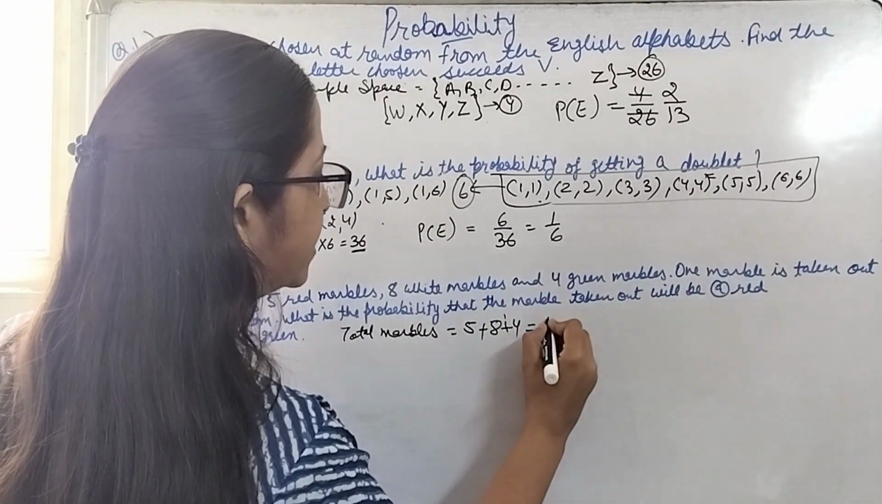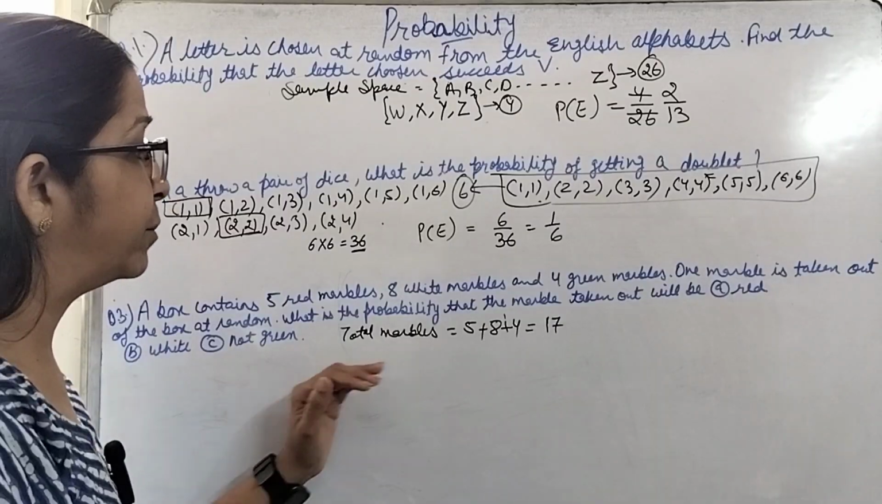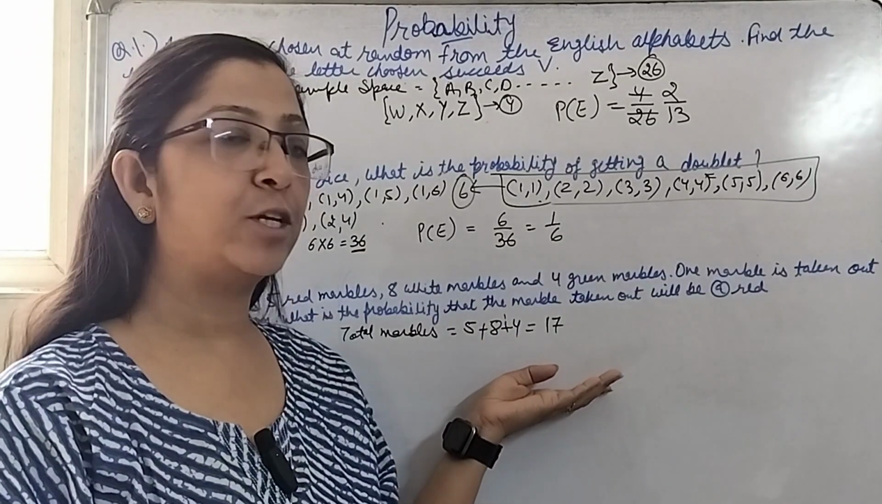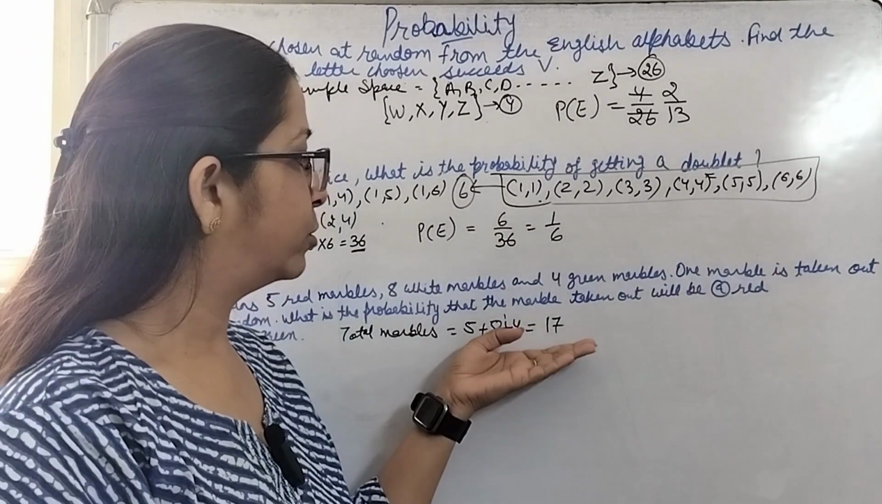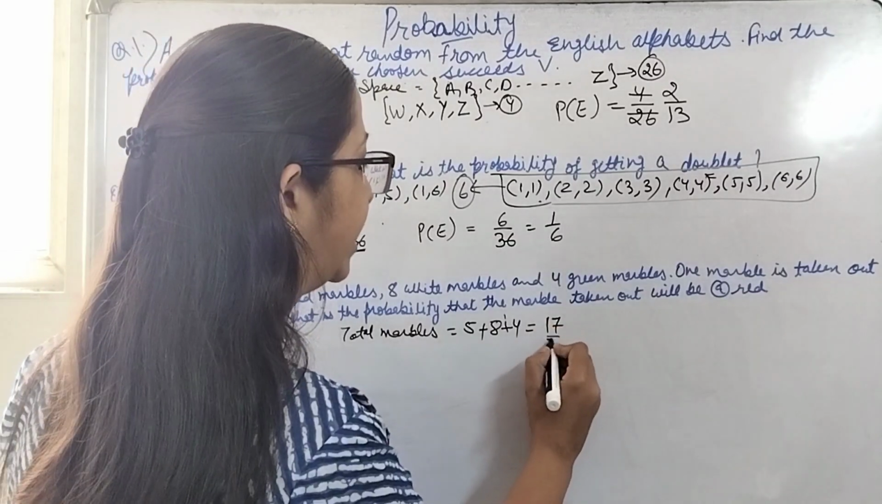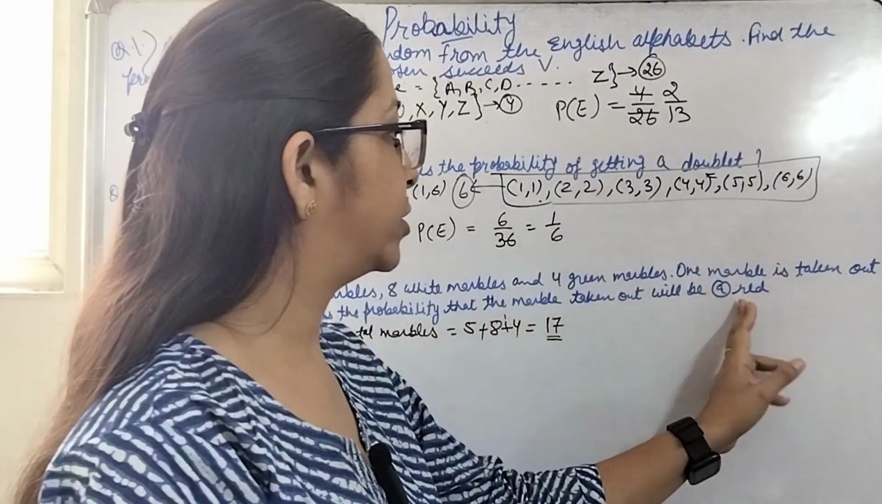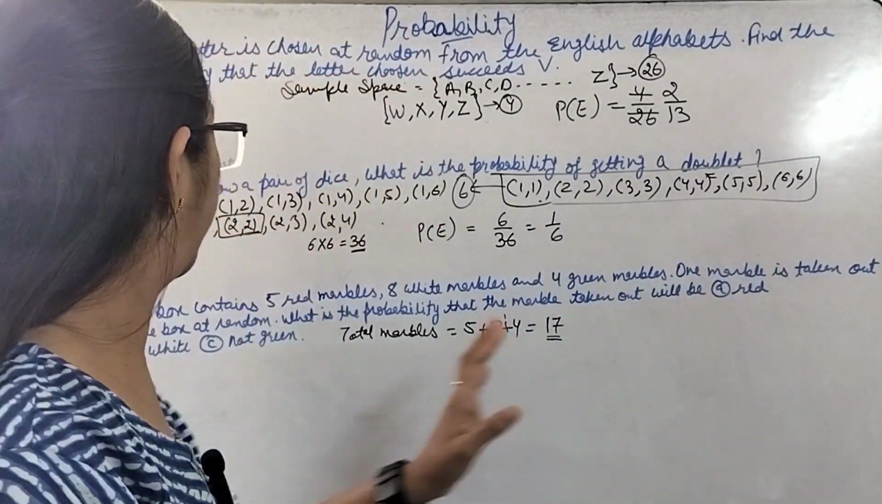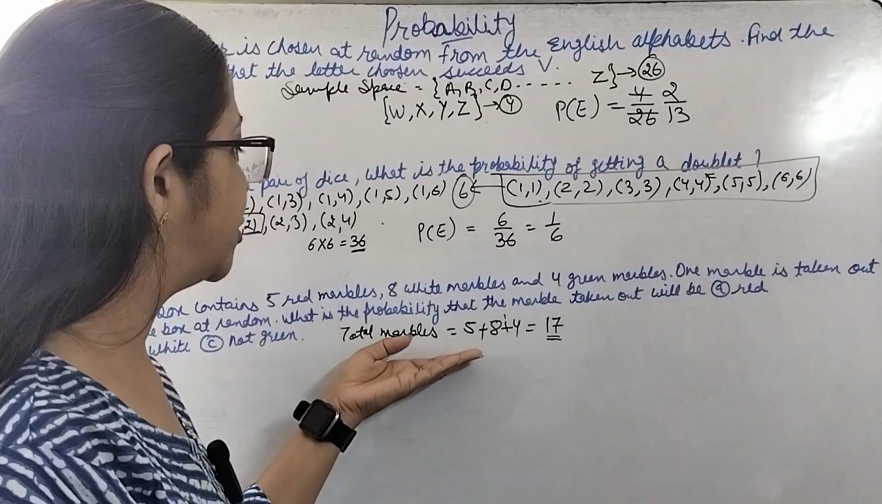Total there are 17 marbles. That means the total possible outcomes is 17. Now for the first condition, the marble should be red. So when will the marble be red?